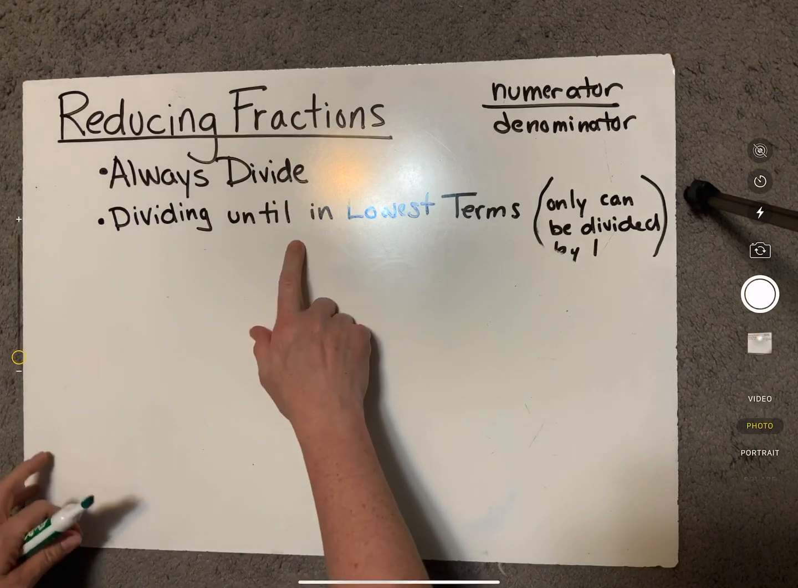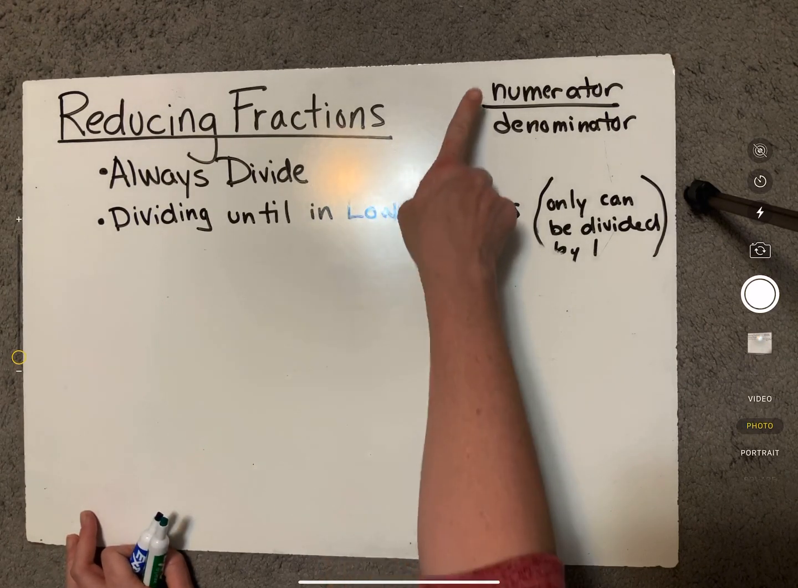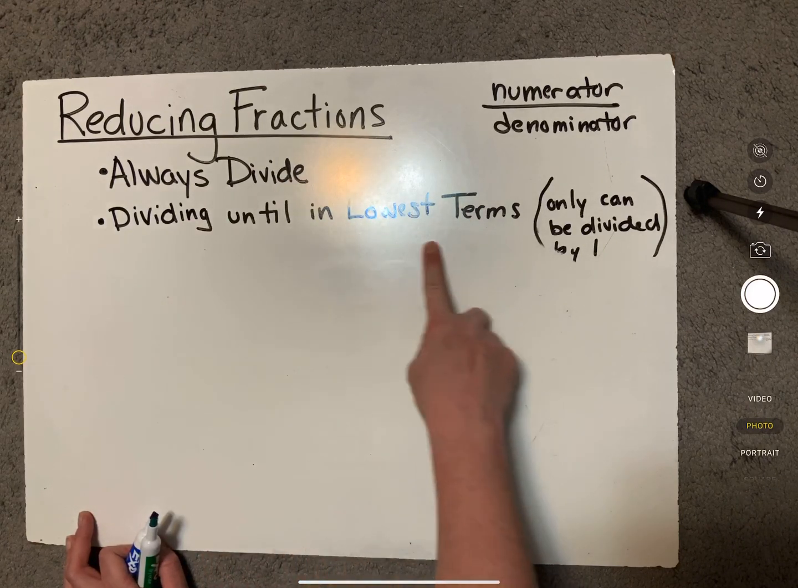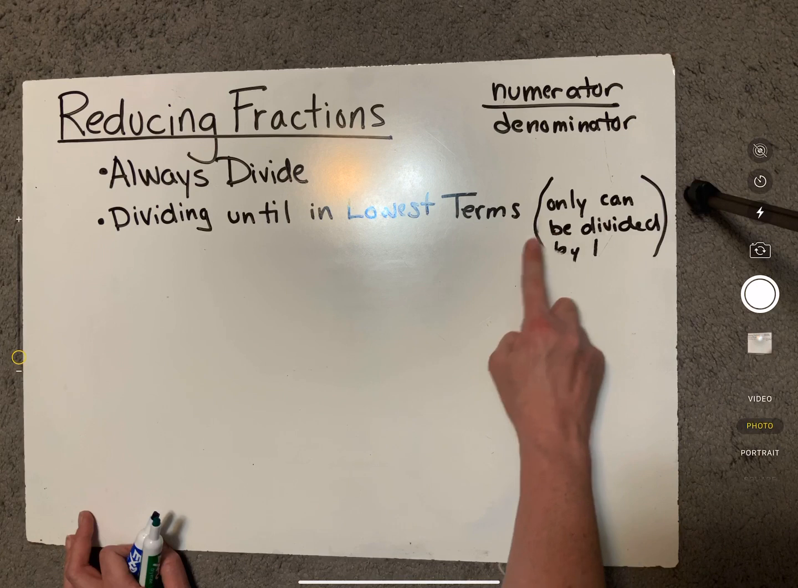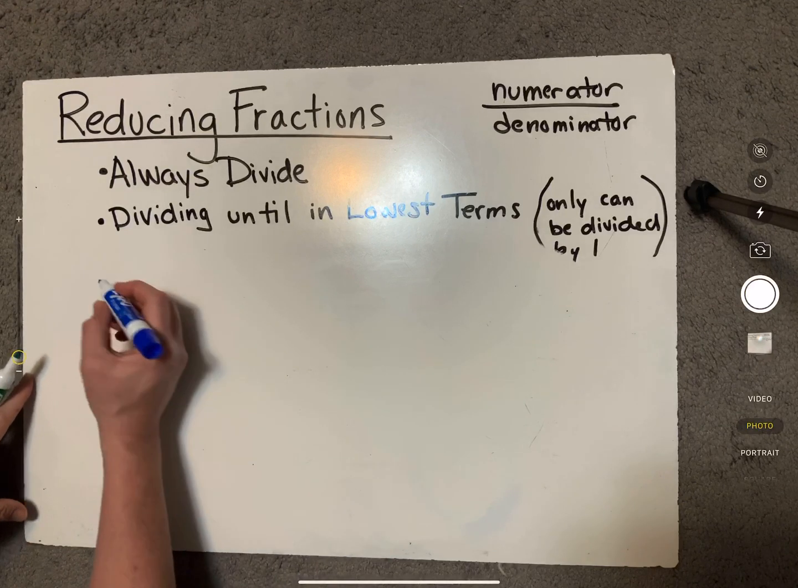So again, we're reducing fractions. When you reduce fractions, you always need to divide. Do the same thing to the numerator as you do to the denominator. And you're going to divide until you get into lowest terms, which means at the end, you will only be able to divide the numerator and denominator by 1. Okay, so here is our first problem.